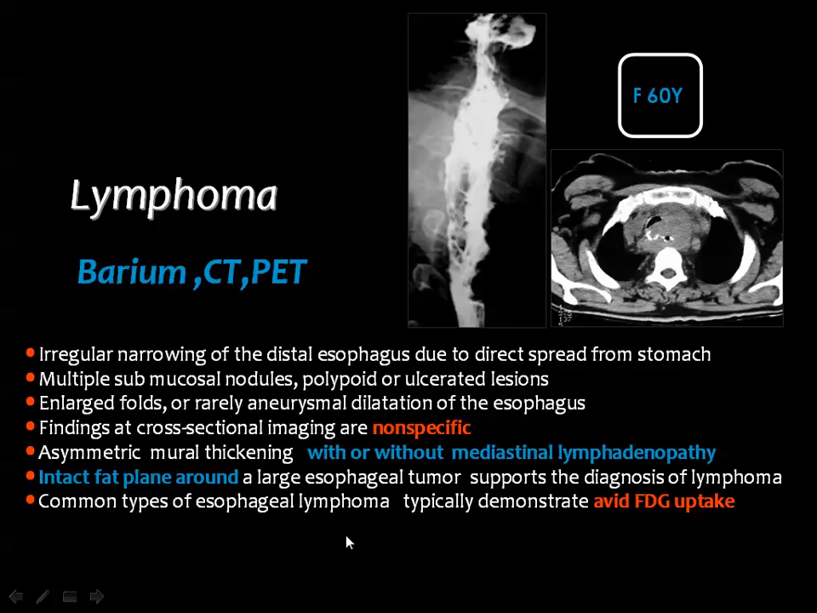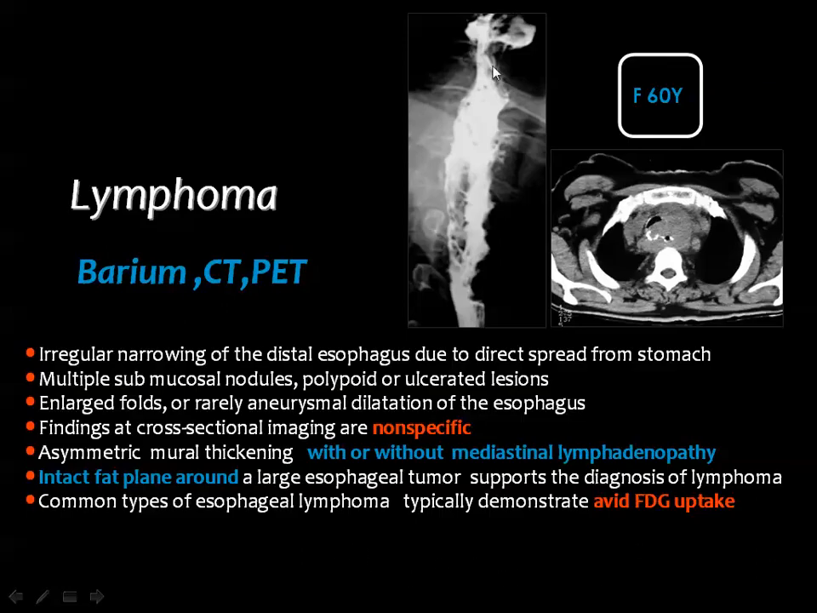The lymphoma characteristically involves a good segment of the esophagus. It has a predominantly submucosal spread, but many times the appearance of lymphoma is relatively non-specific, and it cannot be easily differentiated from the carcinoma of the esophagus.